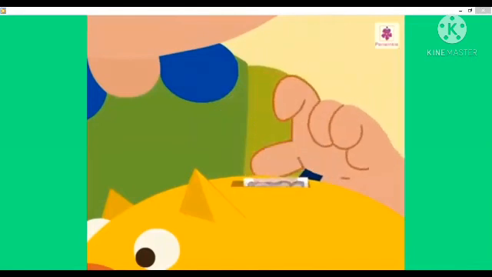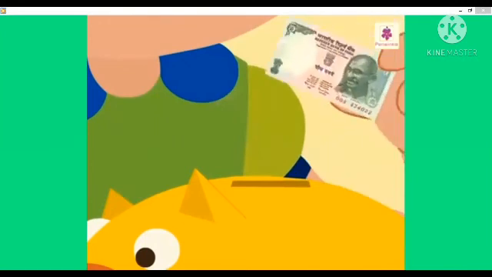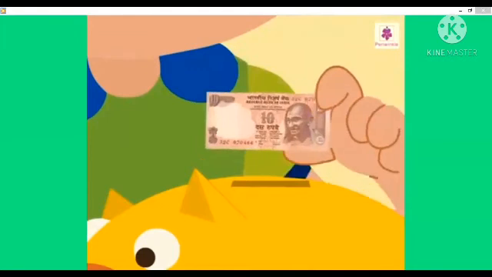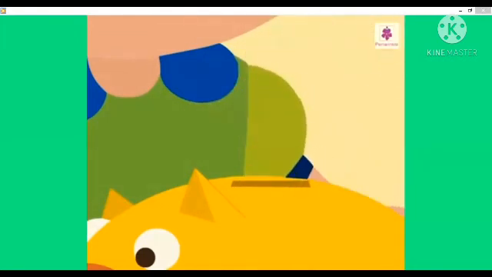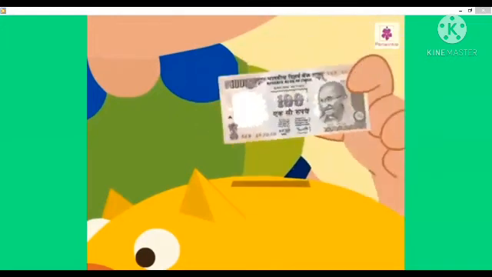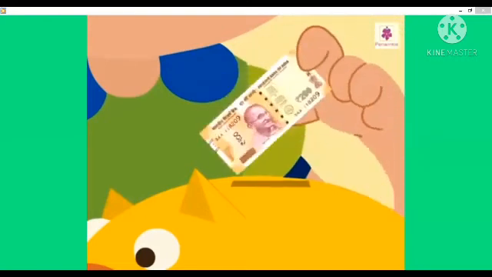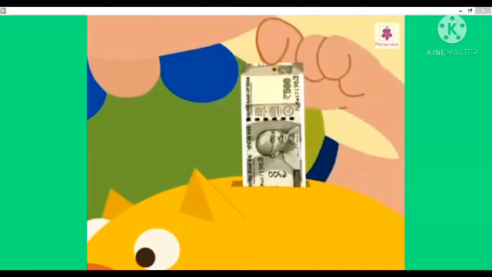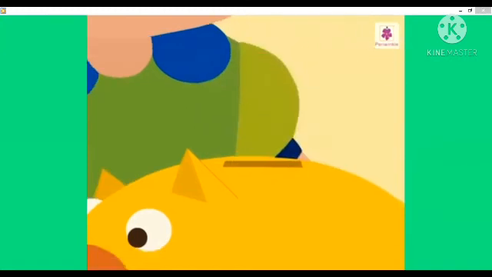Rupee 1, rupees 2, 5, 10, 20, 50, 100, 200, 500, and 2000.